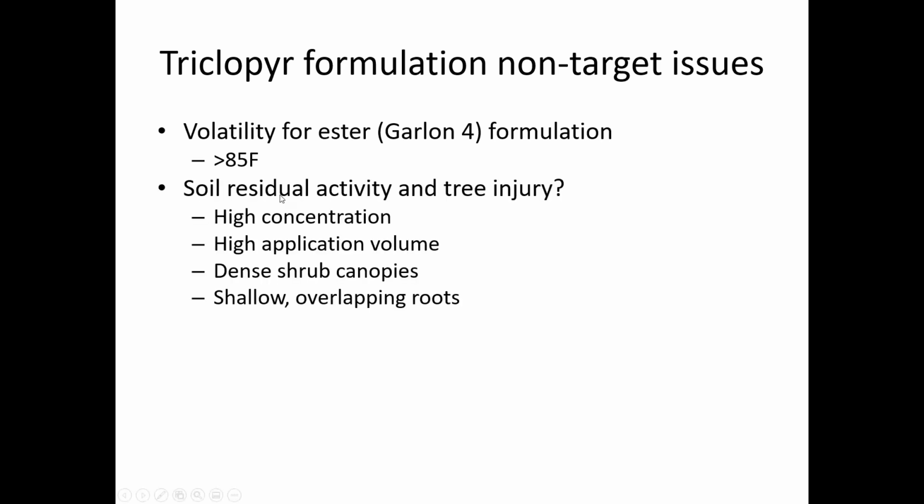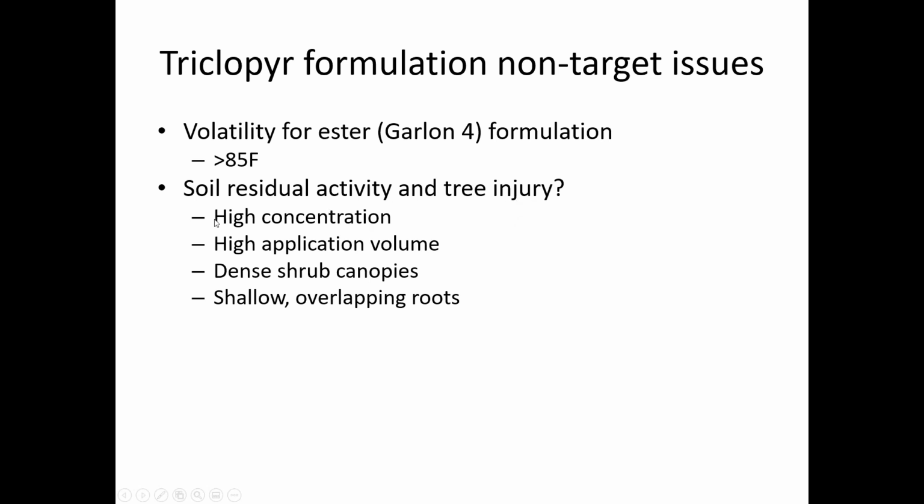Now, what about soil residual activity, and tree injury or shrub injury or other types of injury? So we've said that Triclopyr really doesn't have a lot of soil activity. The half-life can range somewhere between 8 and 45 days. In general, it's relatively short enough that at the rates we're using it, we don't see a lot of issues.